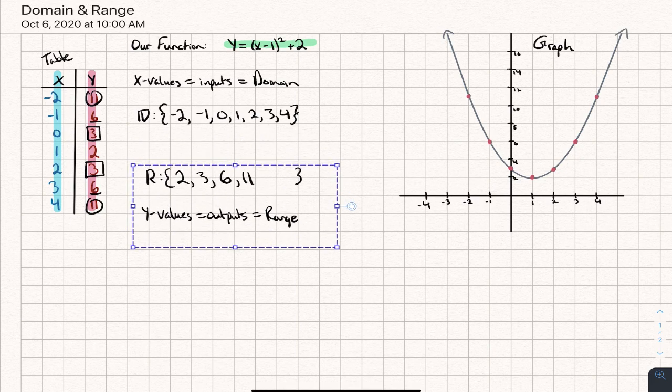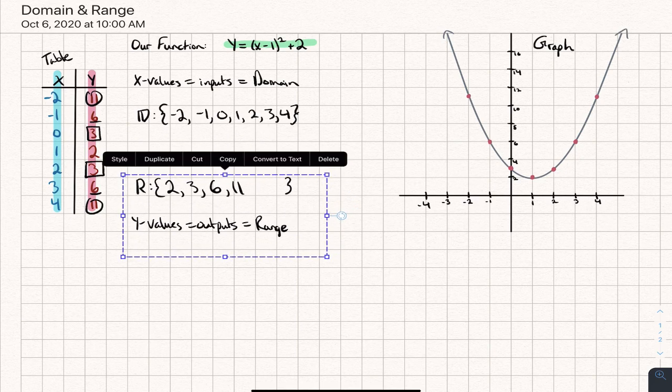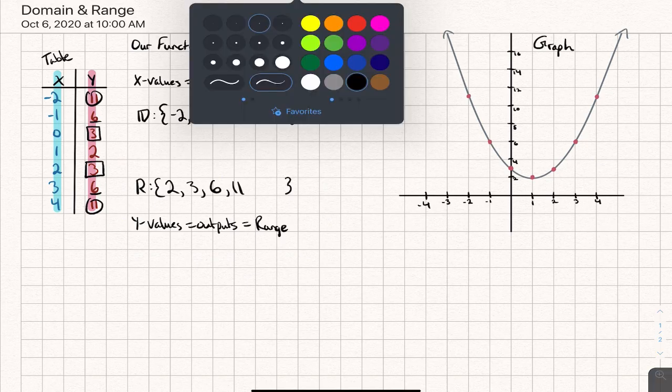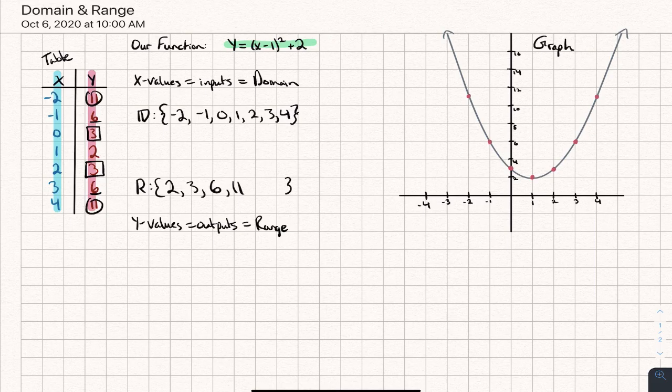So I'm going to move this down real quick because I want to show you guys something to ensure that what we have is a function. I'm going to draw some lines connecting them. So -2 is mapped to 11. -1 is mapped to 6. 0 is mapped to 3. 1 is mapped to 2. 2 is mapped to 3. 3 is mapped to 6. And 4 gets mapped to 11.